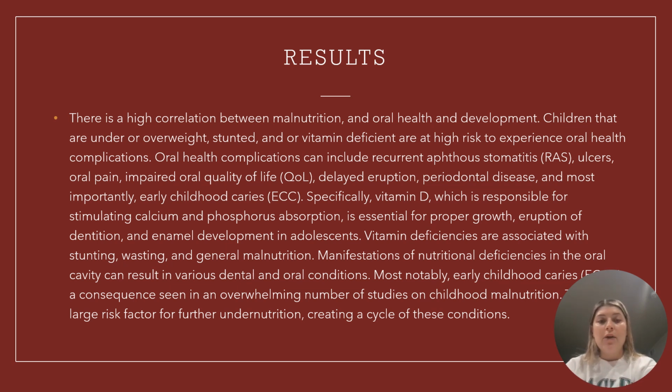So there's a high correlation that we found between malnutrition, oral health, and development. And people who are overweight or underweight, stunted, or are vitamin deficient, so out of the norm, are at higher risk for experiencing these oral health complications. Some of these complications include recurrent aphthous stomatitis, which would be ulcers, pain in the mouth, impaired quality of life, making it painful to eat or drink, which can further exacerbate malnutrition. It can delay eruption of teeth, cause periodontal disease, and caries.